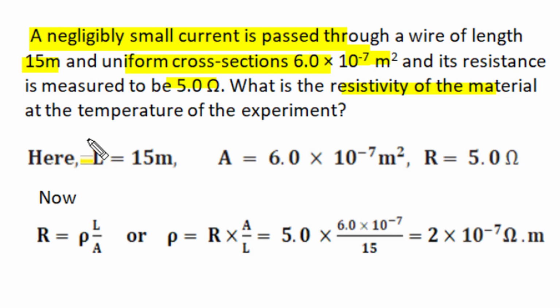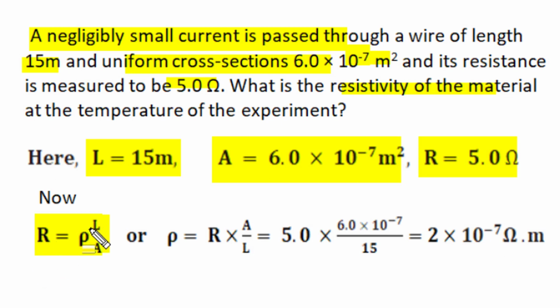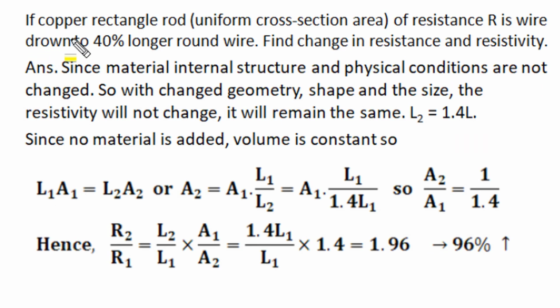Now given length is 15 meter, cross section area is 6 × 10^-7 meter square, and resistance is observed as 5 ohm, and the relation of resistance, resistivity, length and area is R equals rho L by A, and this is modified as resistivity equals resistance multiplied by area divided by length of conductor. Resistance is 5 ohm, area of cross section is 6 × 10^-7, and length is 15 meter, and calculation results in resistivity value of 2 × 10^-7 ohm meter.